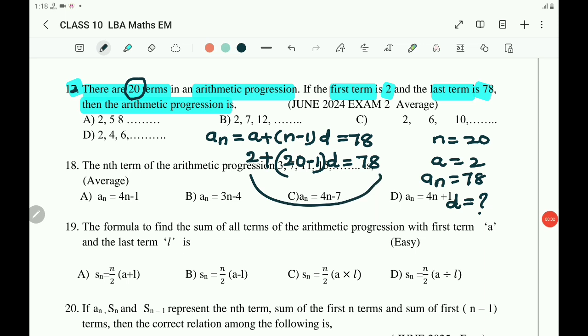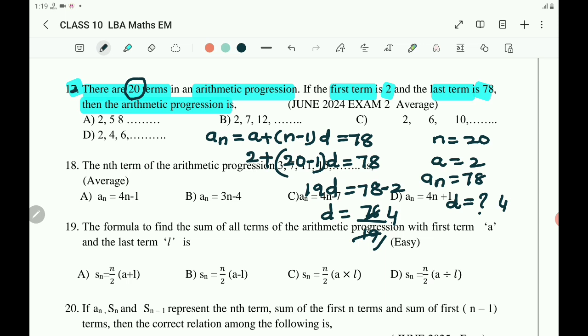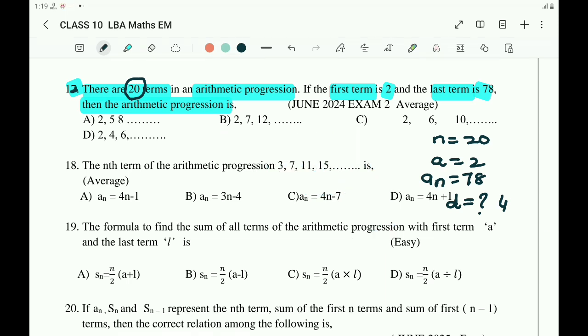Transfer this 2 to the RHS. It becomes 78 minus 2. So in the LHS what is remaining? 20 minus 1, 19d. So you got 19d is equal to 78 minus 2. Then d is equal to what? 78 minus 2 is 76 by 19. 19 fours are 76. You got d equals how much? 4. So consider that d to form the AP.